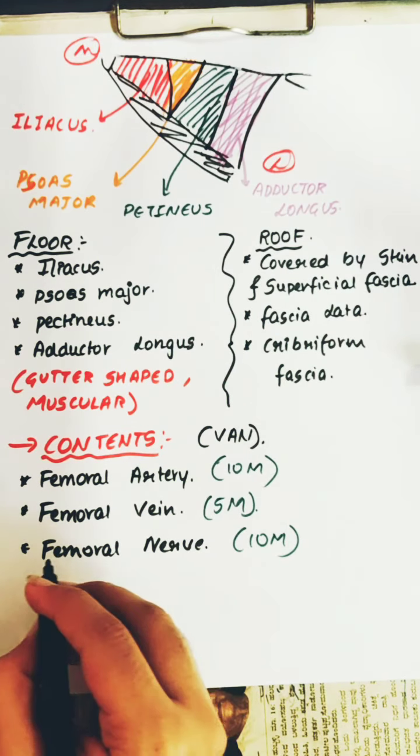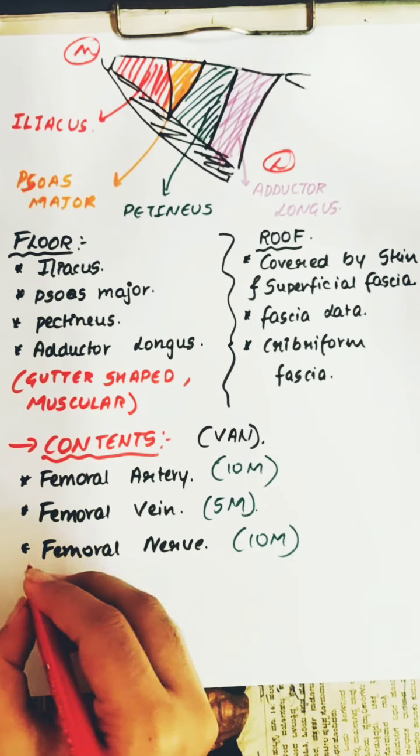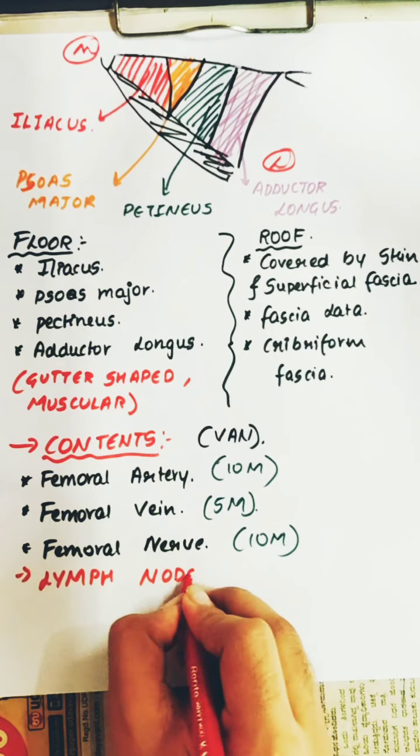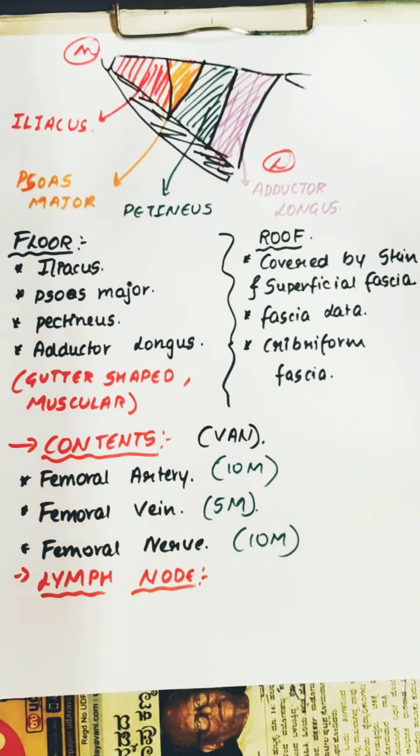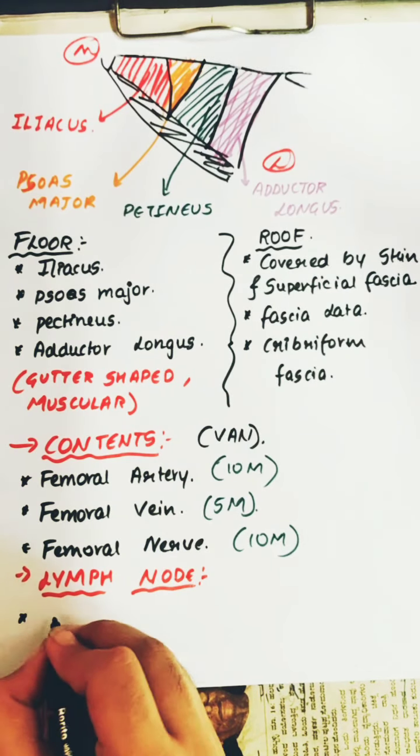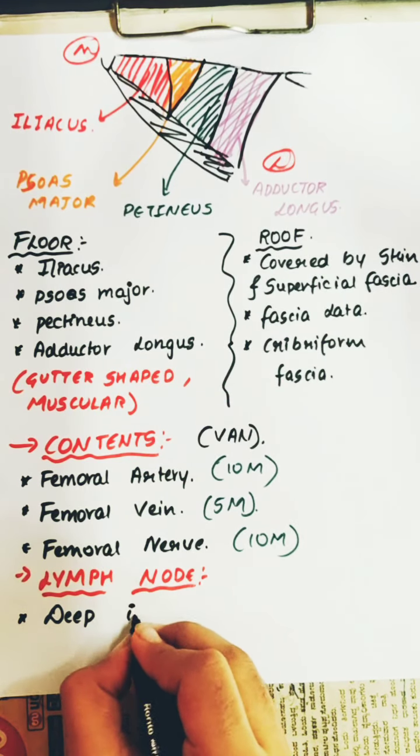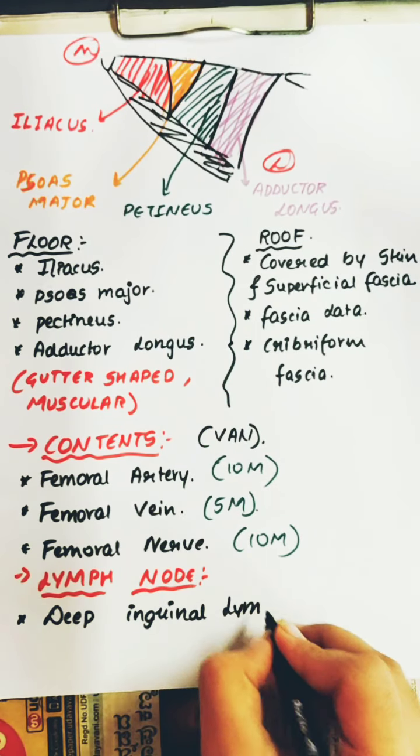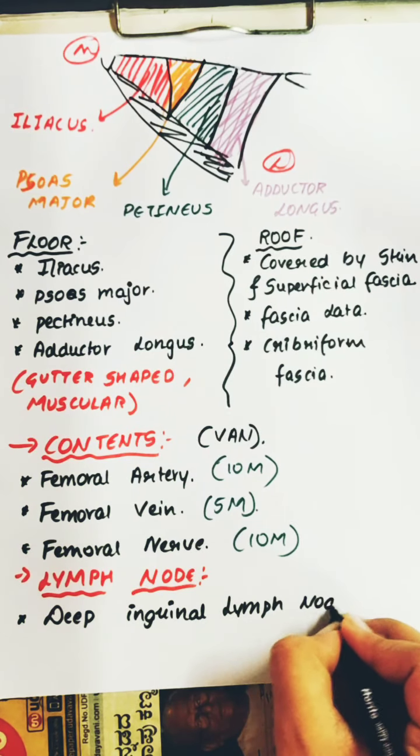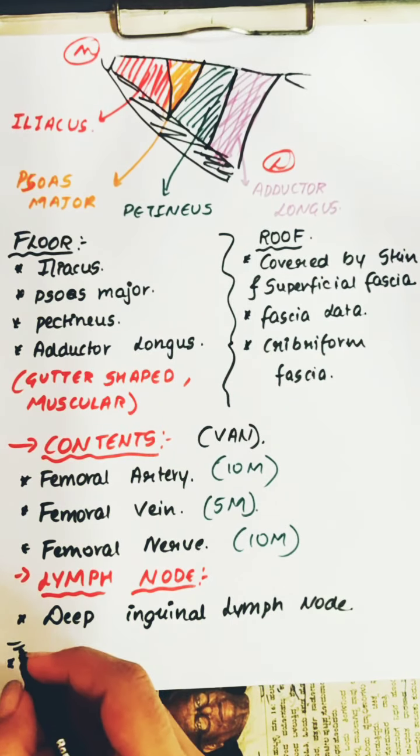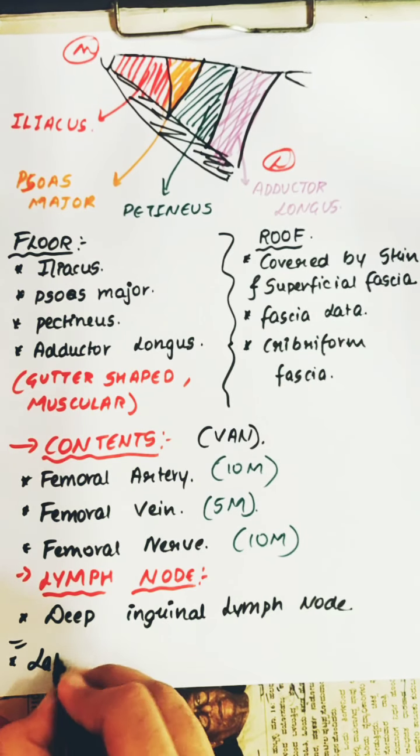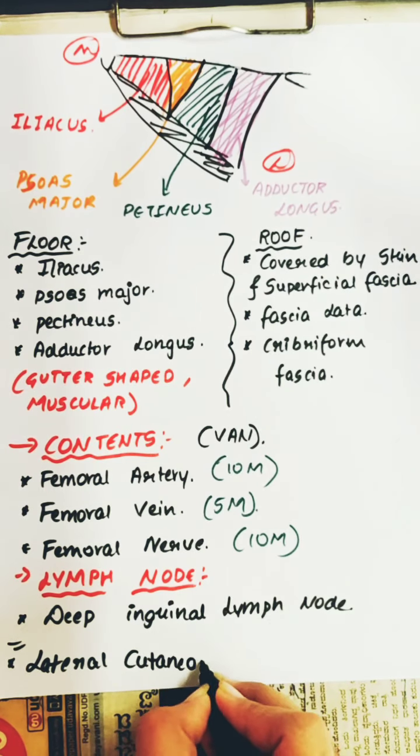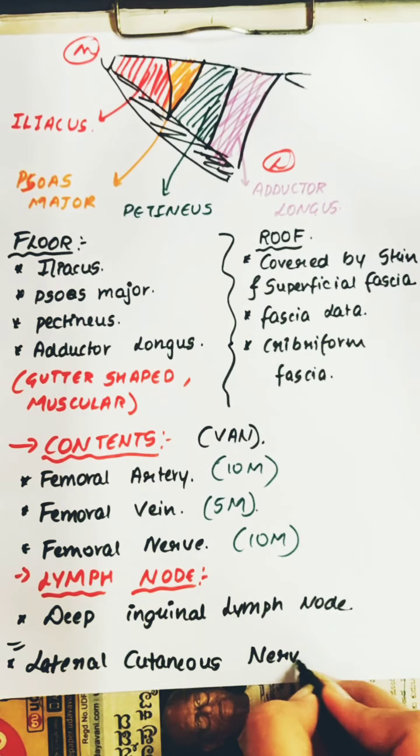It also has some lymph nodes. We'll speak about the lymph nodes. So it has deep inguinal lymph nodes, and as an extra point, it has the lateral cutaneous nerve of thigh.